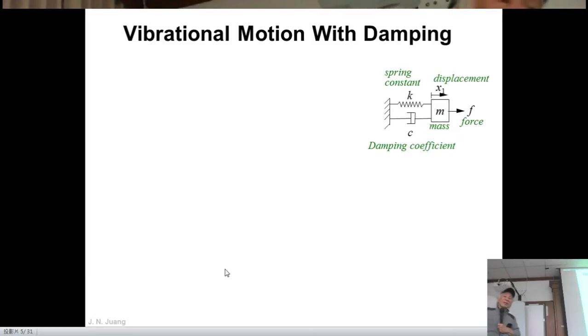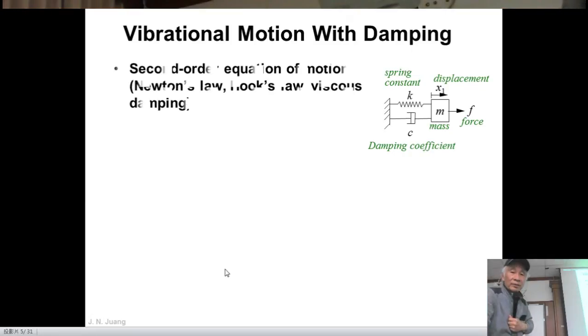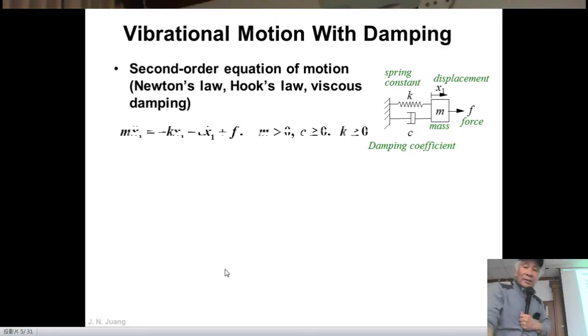Look carefully: the first one has 0 eigenvalues. The second one, the vibrational motion, has pure imaginary eigenvalues. Now, if we have damping, we'll see what happens. Here we have Newton's law involved, Hooke's law involved, and viscous damping involved. And that equation of motion is very simple.